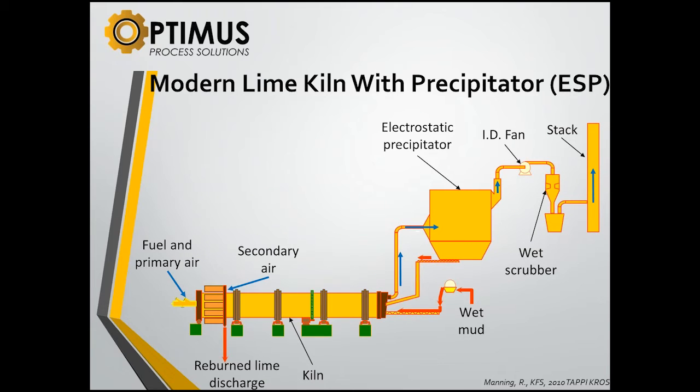Most modern kilns are equipped with precipitators, electrostatic precipitators, known as ESPs. This diagram shows the precipitator, in which the off gas would go up to the precipitator, and the dust would be collected and returned into the kiln, dry and preheated as well. The gas then goes through the ID fan. In many cases, a wet scrubber is there, but it's not for particulate control as much as for SO2 control.